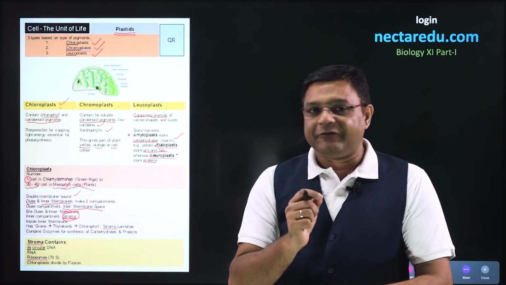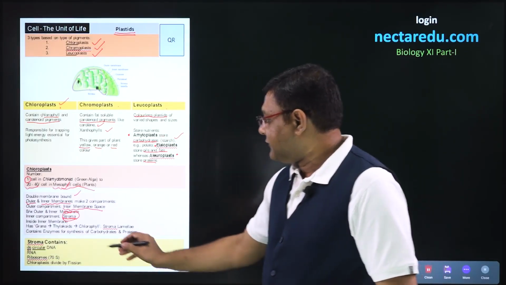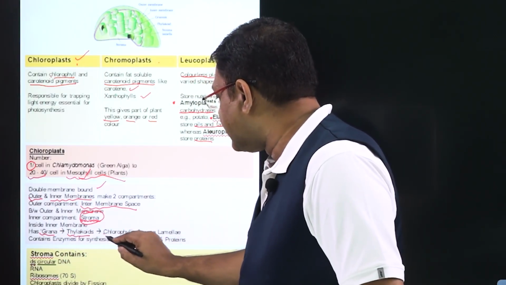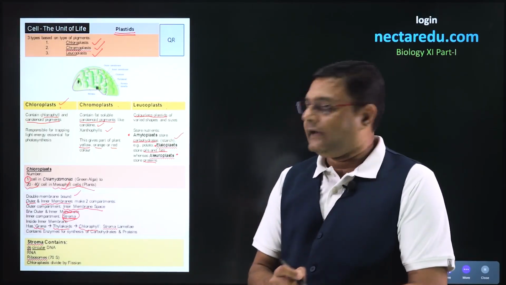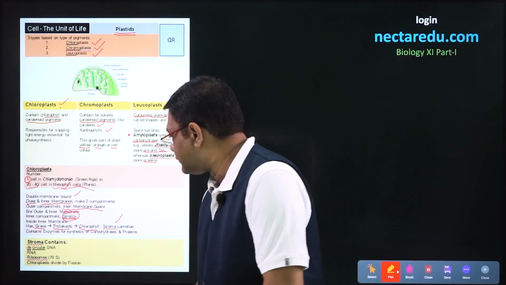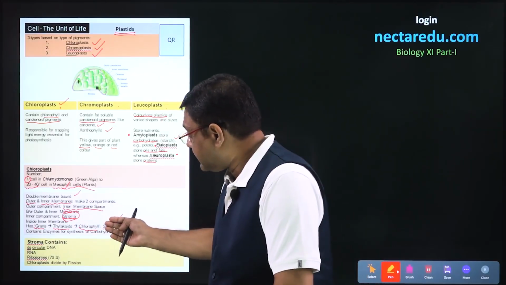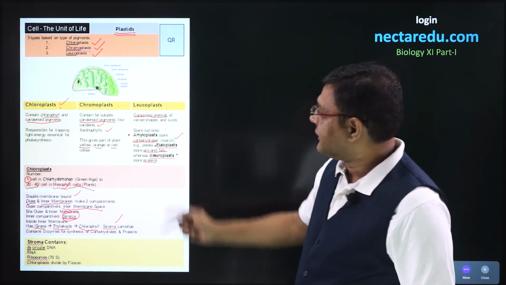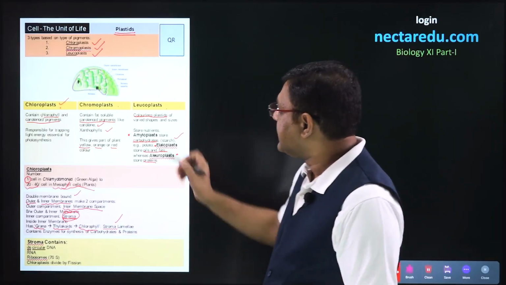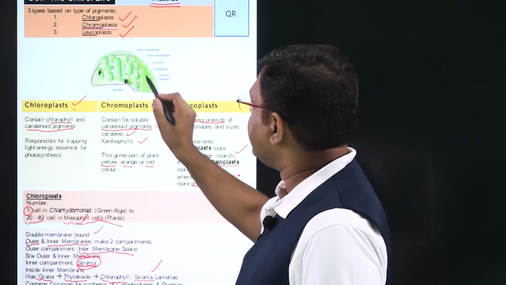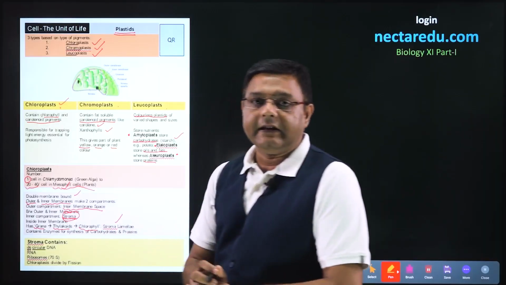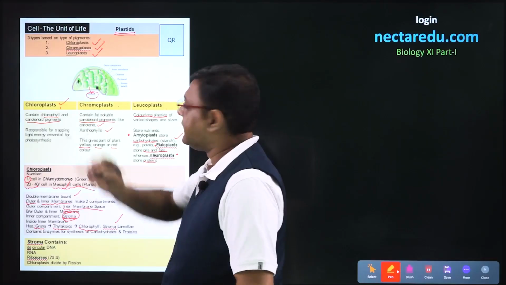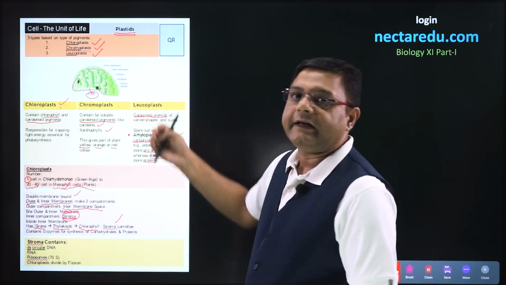In stroma, different structures are present: grana and thylakoids. In thylakoids, chlorophyll will be present. One more additional structure is called stroma lamella. So these structures are inside this particular chloroplast. If we see the same structure in the diagram of chloroplast, there is the outer membrane, then the inner membrane. The space inside the inner membrane is called stroma, and inside it grana will be present.